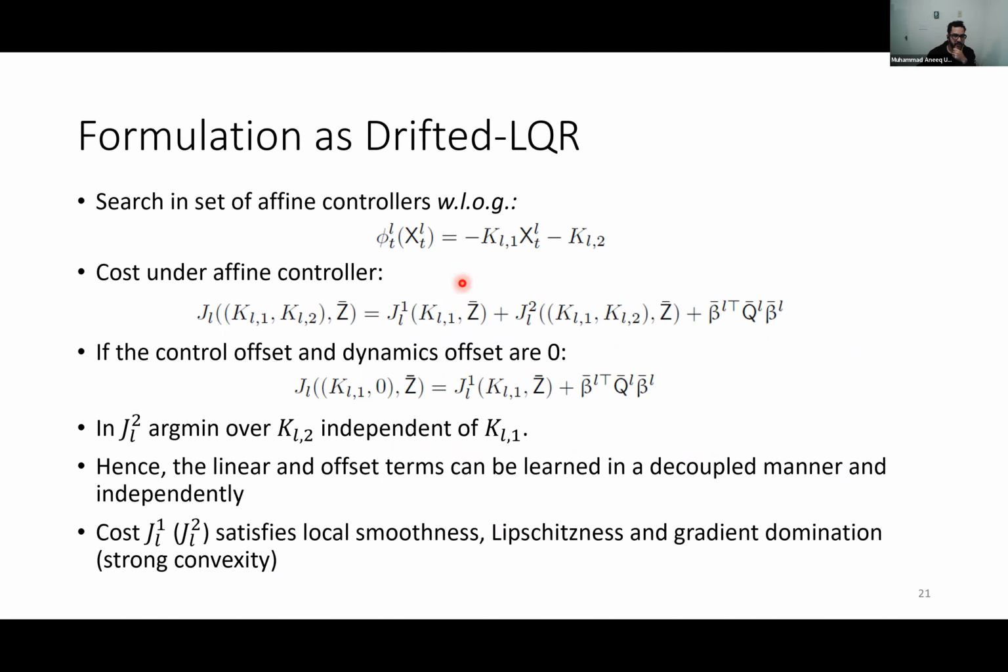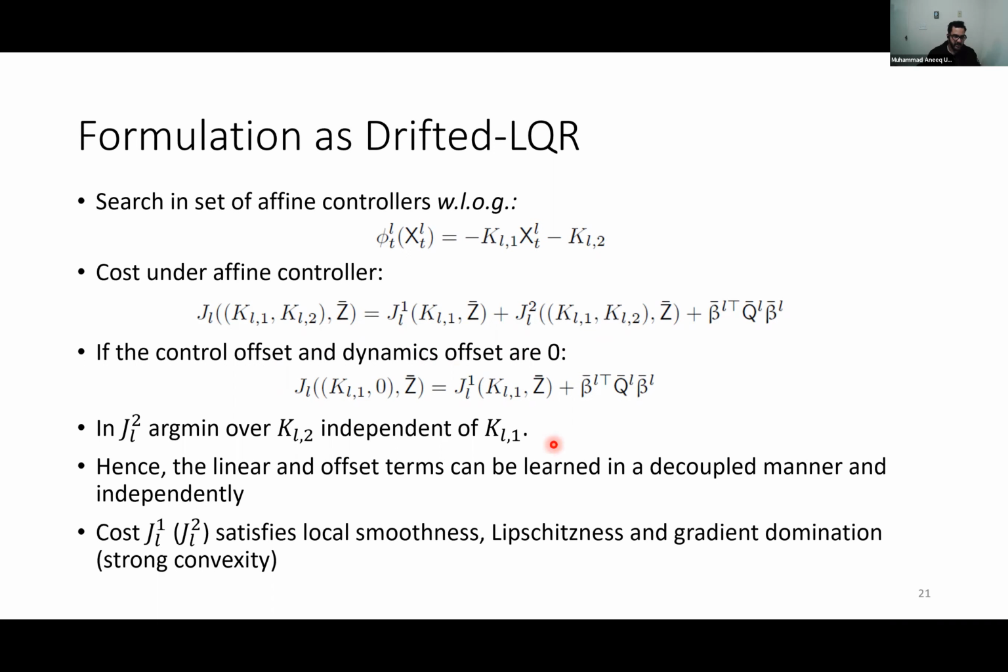For this RL algorithm, we search in the set of affine controllers because the optimal controller for LQR with drift will be affine. The cost under an affine controller can be broken down into two parts, well, three parts essentially, but the third part is constant, so we don't need to care about that. The first two parts are interesting. The first part is actually the LQR cost, or the standard LQR problem. And if we set the control offset and the dynamics offset to 0, basically setting the offset terms to 0, then we get the LQR cost.